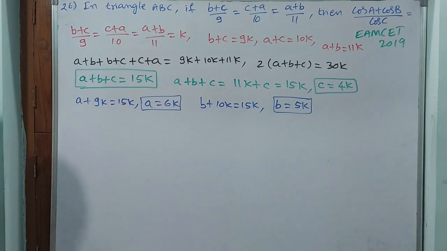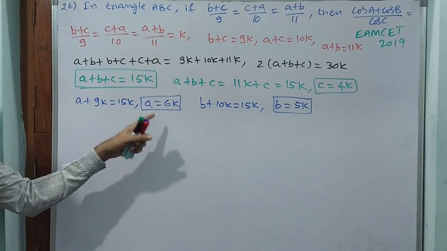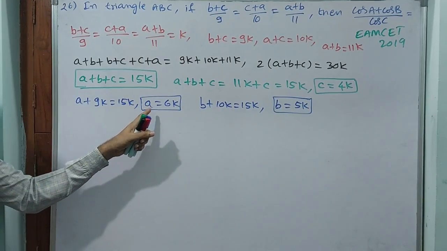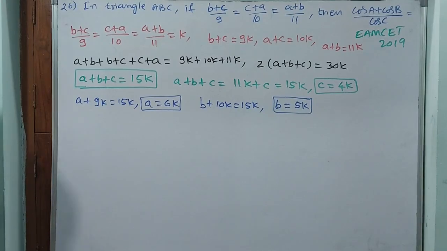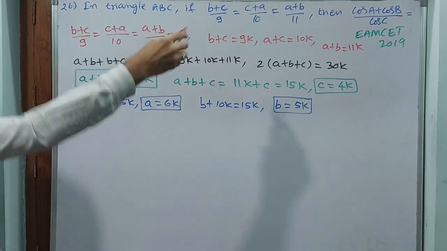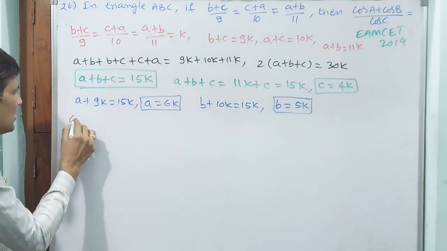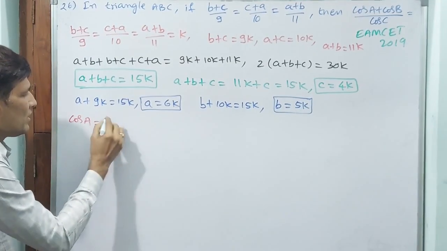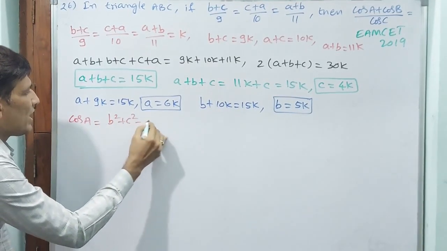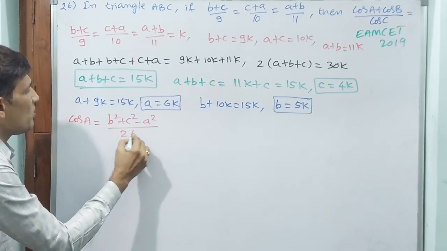Okay. Now see, in terms of k you are having, but without that you don't have. But even though, can you find cos A? Definitely we can find. Why? Because k you can take common. See how I am writing. First I will find cos A. Cos A formula I am writing. Cos A means b² + c² - a² by 2bc.